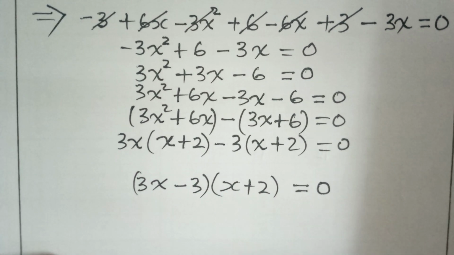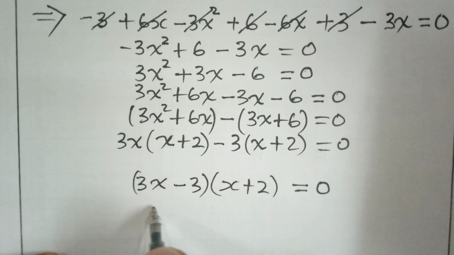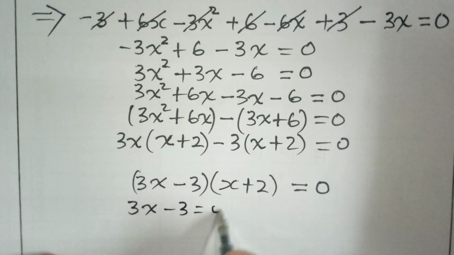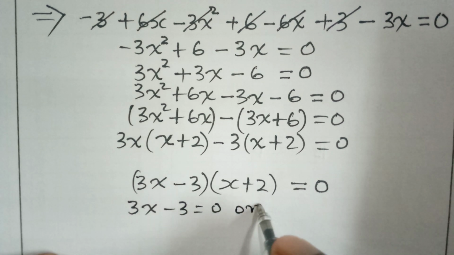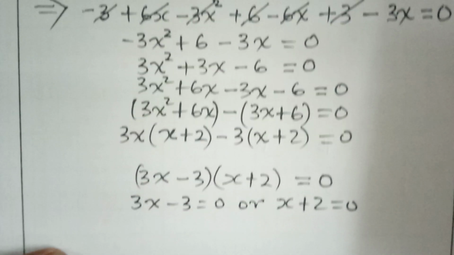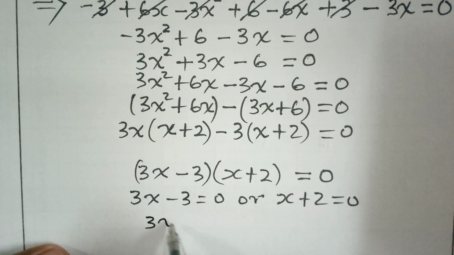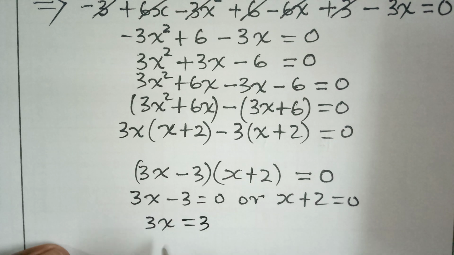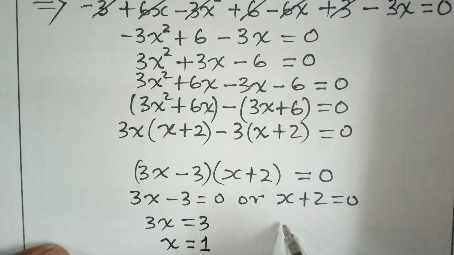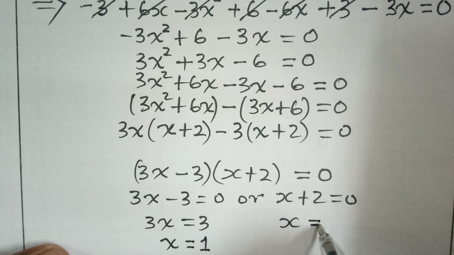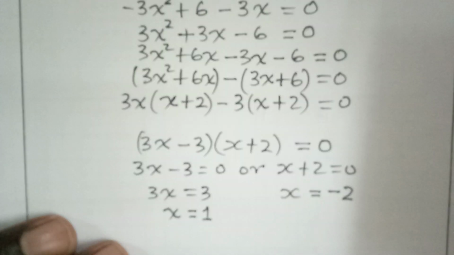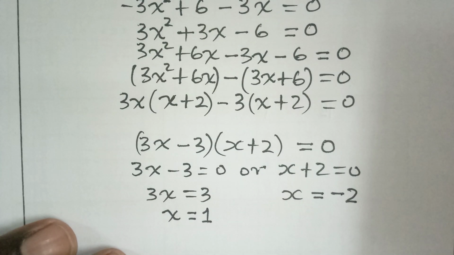So therefore guys, we shall have 3x minus 3 equals to 0, or x plus 2 equals to 0. And therefore 3x equals to 3, x is equals to 1. Here we shall have x is equals to negative 2. So guys, these are our solutions.